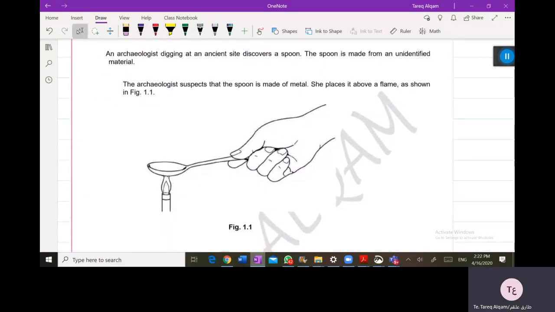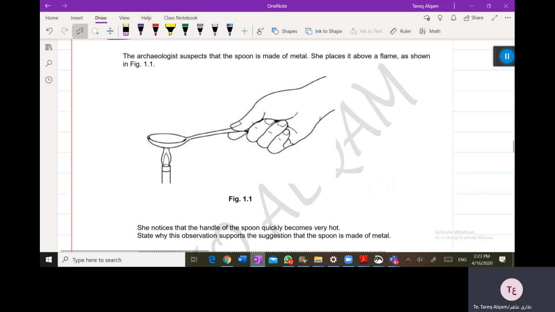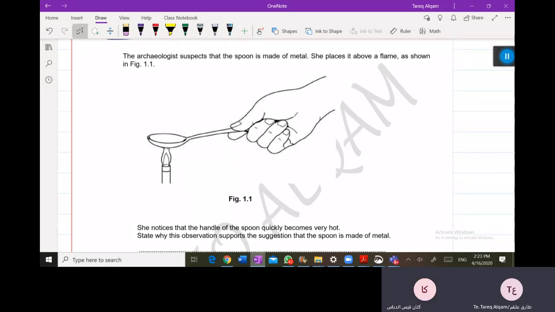Archaeologists digging an ancient site discover a spoon. The spoon is made from an unidentified material. We don't know what this material is. The archaeologist suspects that the spoon is made of metal. She places it above the flame as shown in the figure.